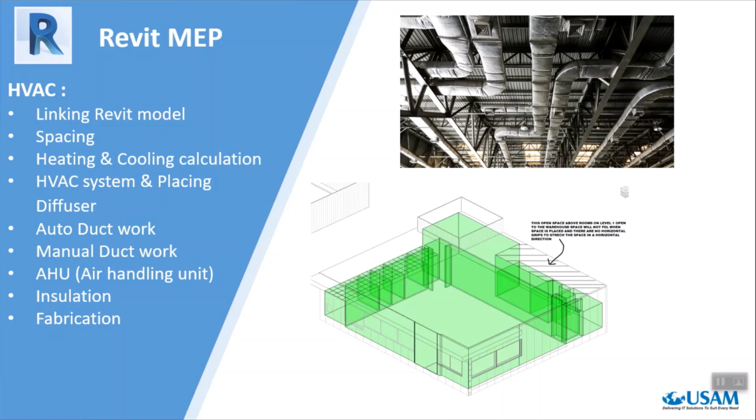Auto duct work means I have already placed the supply and return diffusers, and I have an AHU, that is an air handling unit. Once I select all the supply diffusers, I include my AHU. There is one tool, the duct routing option. Just click duct routing, and automatically all the ducts will be connected to the AHU. That is called auto duct work. We also have one more method, manual duct work, where we have to provide everything ourselves: elbows, lengths, everything. That is the difference between auto duct work and manual duct work.